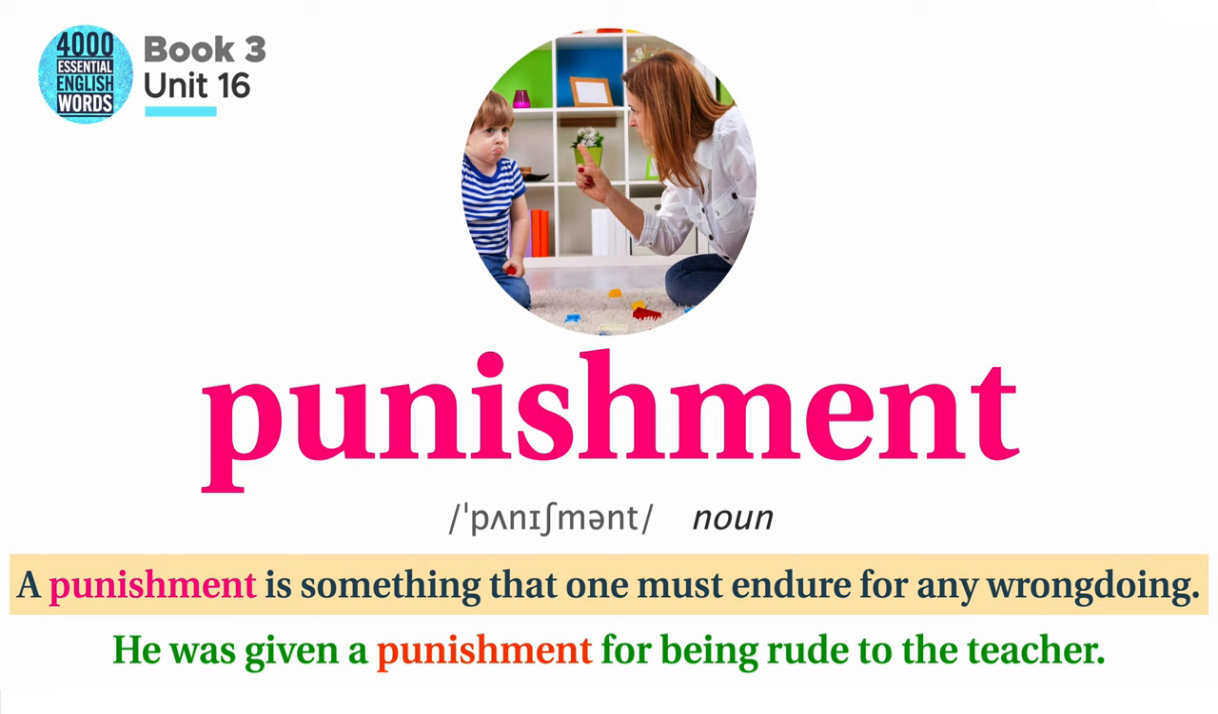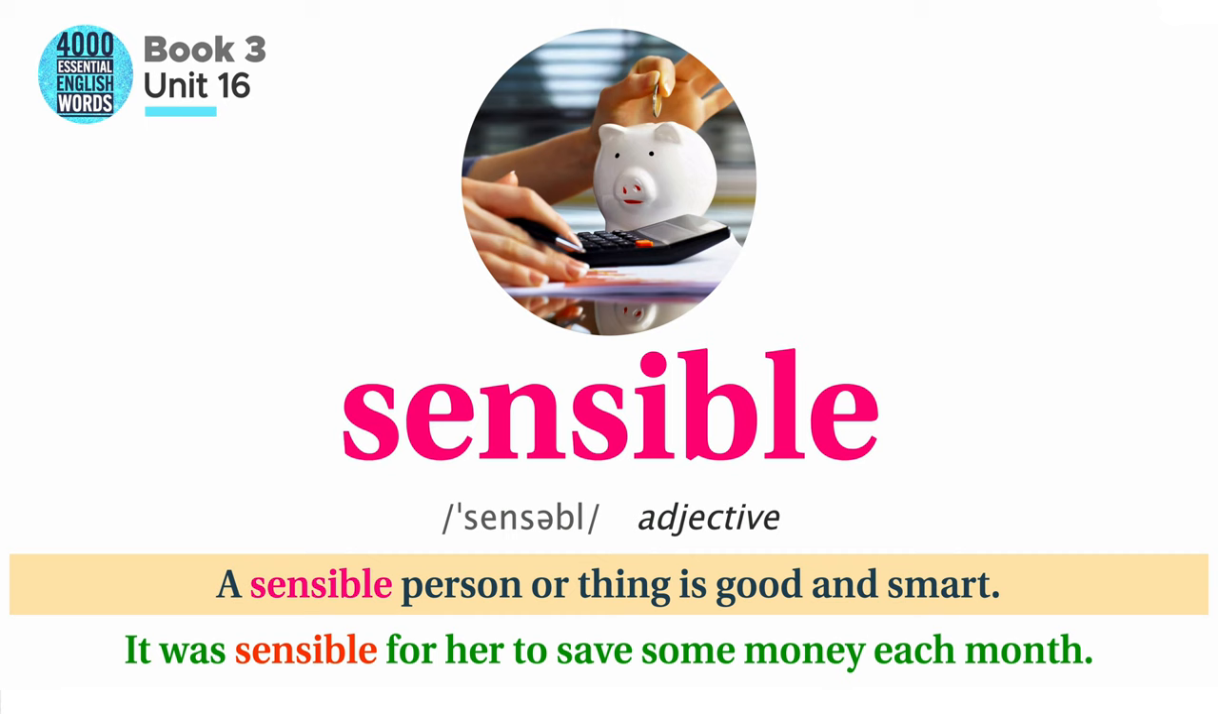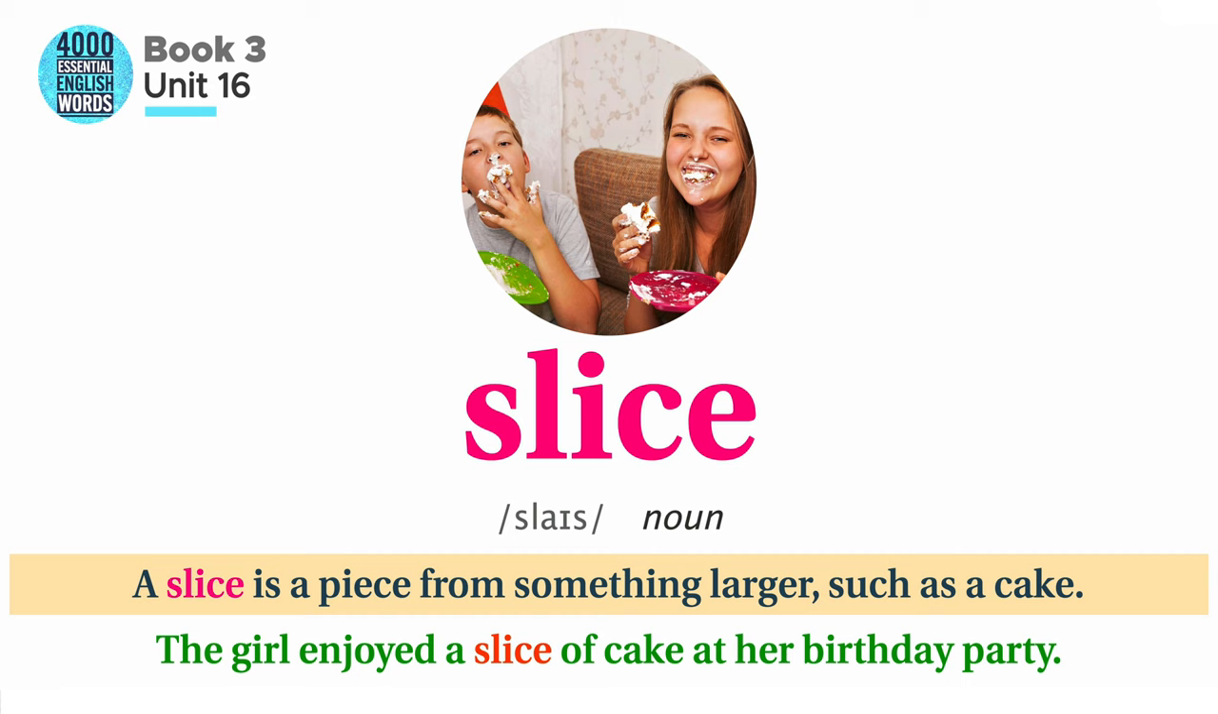Sensible. A sensible person or thing is good and smart. It was sensible for her to save some money each month. Slice. A slice is a piece from something larger, such as a cake. The girl enjoyed a slice of cake at her birthday party.